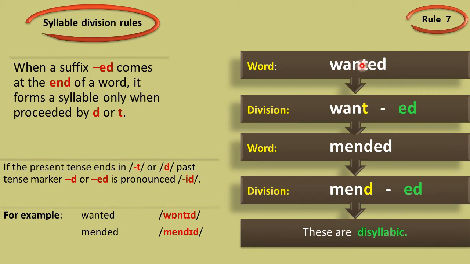As want ends in T, this ED forms a separate syllable, and the syllable division is like this: want plus ed. In the same manner, mended. As the present tense form mend ends in D, here ED forms a separate syllable, and the syllable division is mend plus ed. Each of these has two syllables, so these two are disyllabic. And I think you can understand this particular rule.